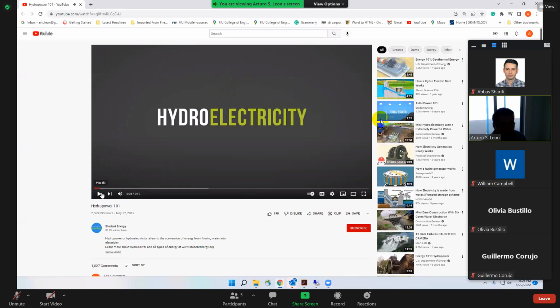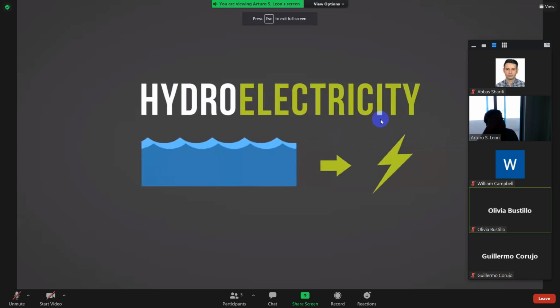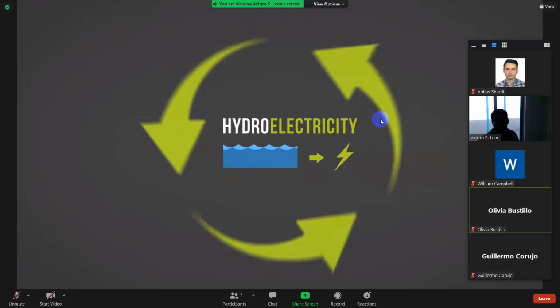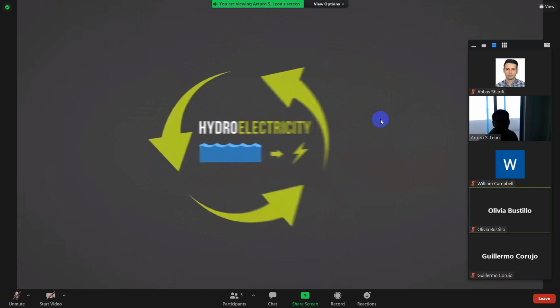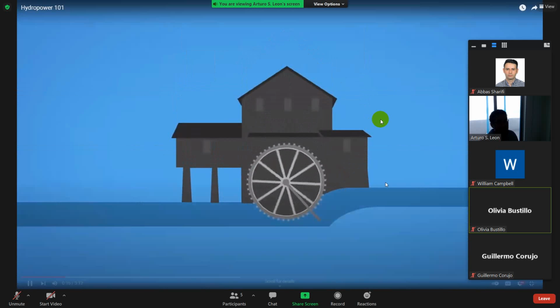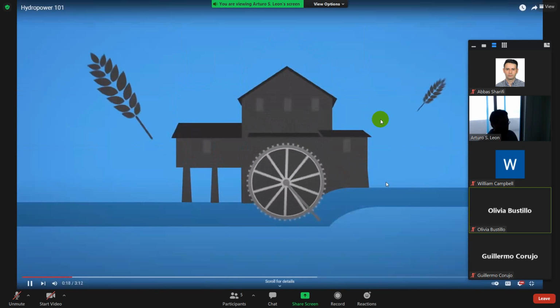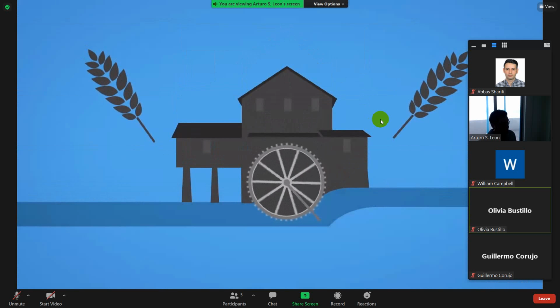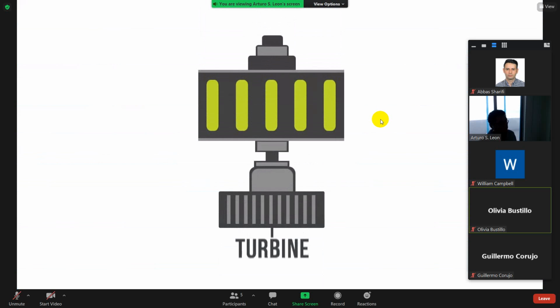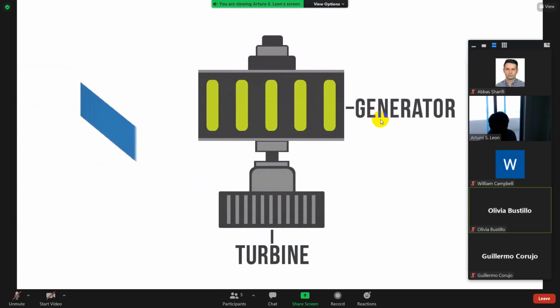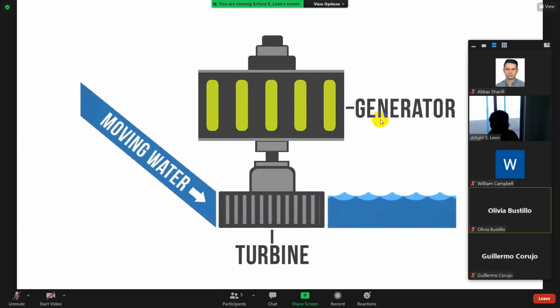Hydropower or hydroelectricity refers to the conversion of energy from flowing water into electricity. It is considered a renewable energy source because the water cycle is constantly renewed by the sun. One of the first uses of hydro energy was for mechanical milling, such as grinding grains. But today, modern hydro plants produce electricity using turbines and generators. The mechanical energy created by moving water spins rotors on a turbine. This turbine is connected to an electromagnetic generator which produces electricity when the turbine spins.